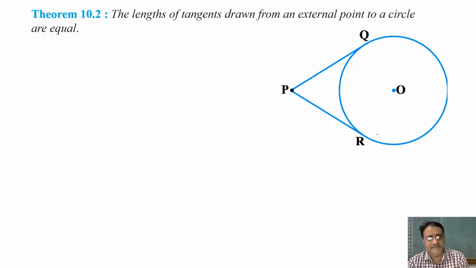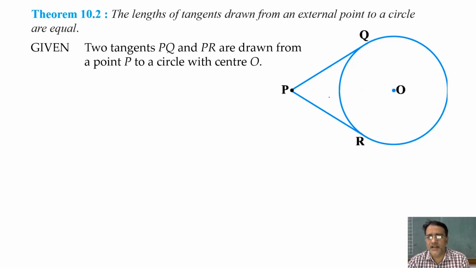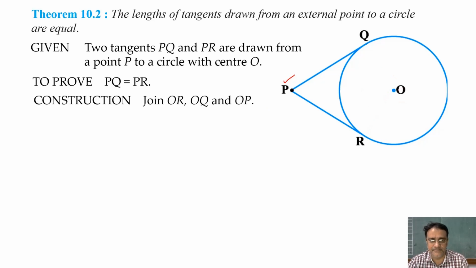So what is given? A circle with center O, and PQ and PR are the two tangents drawn from point P. And we have to show, that is, to prove, PQ is equal to PR. So for the construction, what will we do? We will join OQ, OR and OP, right.